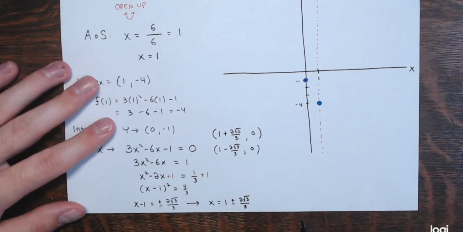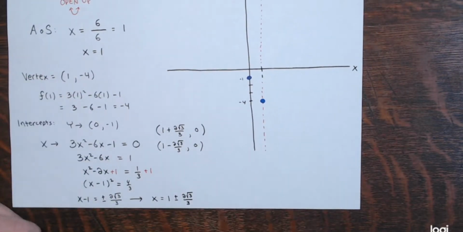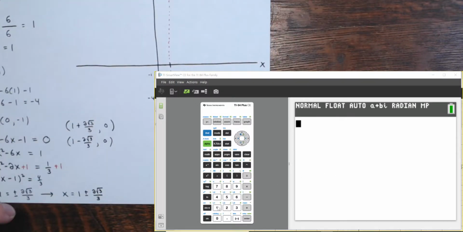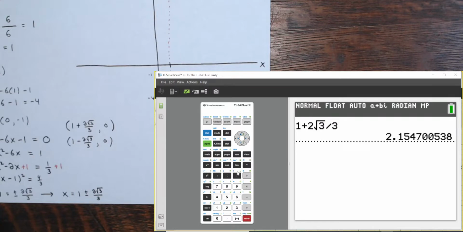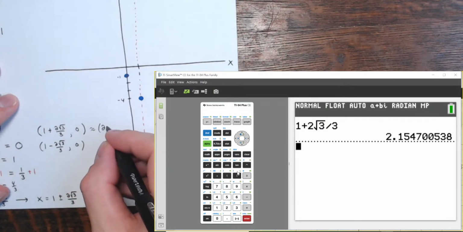Now I'm going to put these in a calculator. We'll get an approximation here, and I'll round it to 3 decimal places because that's what the Desmos site does. So I'll pull up a calculator. Our intercepts here are at 1 plus 2 times the square root of 3, and then that second term is also being divided by 3. So about 2.155 if I round to 3 decimal places. This is about 2.155, comma 0.